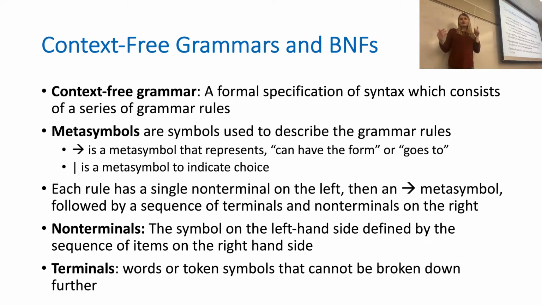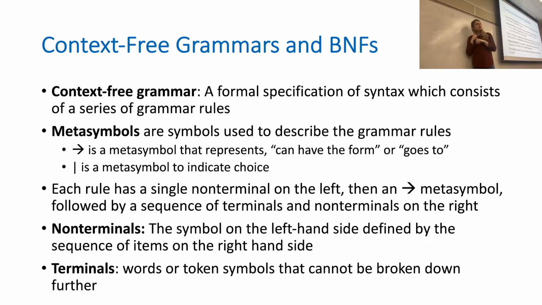So we'll formally define a context-free grammar as a formal specification of syntax which consists of a series of grammar rules. Metasymbols are symbols used to describe the grammar rules. For our purposes, there are two major metasymbols for BNF, the arrow and the pipe. And the straight line is traditionally just called a pipe. So the arrow is a metasymbol that can mean has the form or goes to. I often will refer to it as decompose or breaks down into. That's the basic rule, right? It's indicating a transformation of some kind.